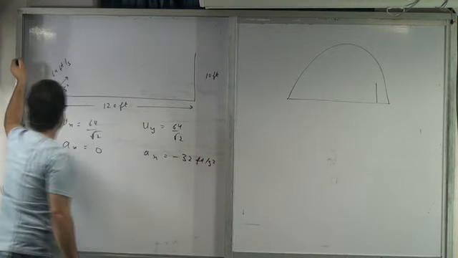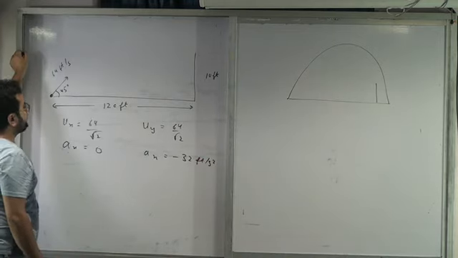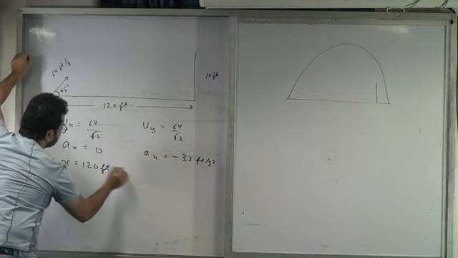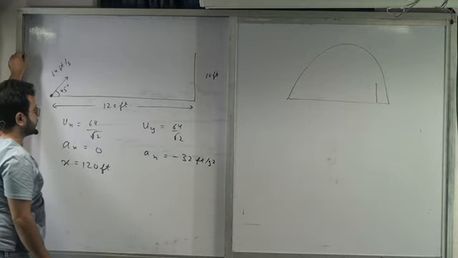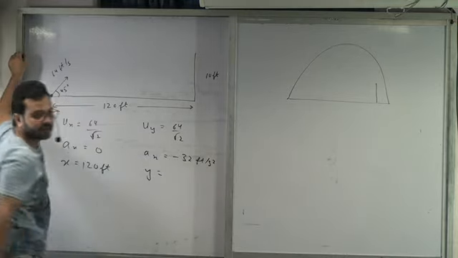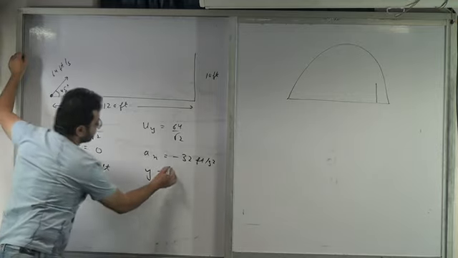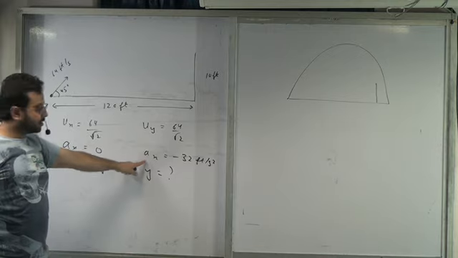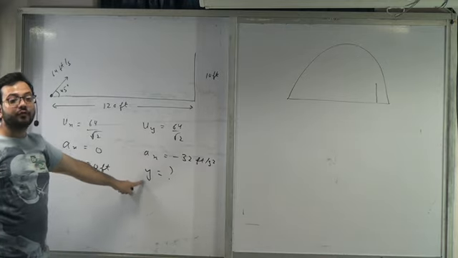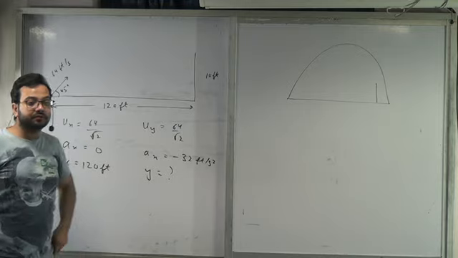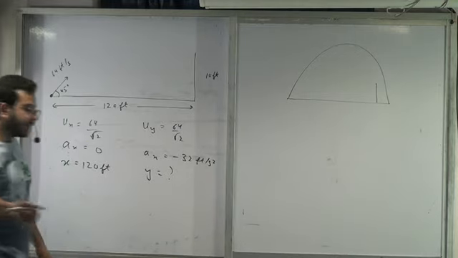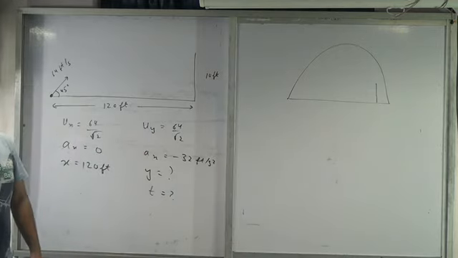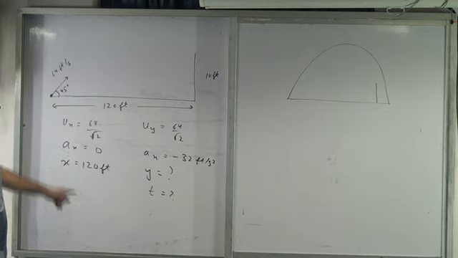Very good. Alright. What is x? 120 feet. Very good. And what is y? Y is how much? That is what we need to find out. Excellent. We have uy, we have ax, but we don't have y. We need to find out y. What is missing here? Excellent, t is missing here. So what is the first objective? To find out the time.